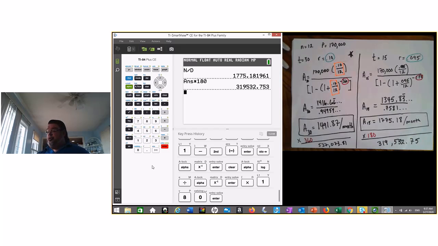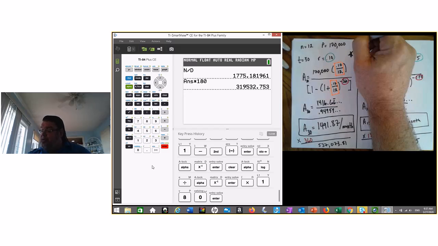So what we're going to do is we're going to redo this problem. We're going to do it together, and we're going to do it at 3%.